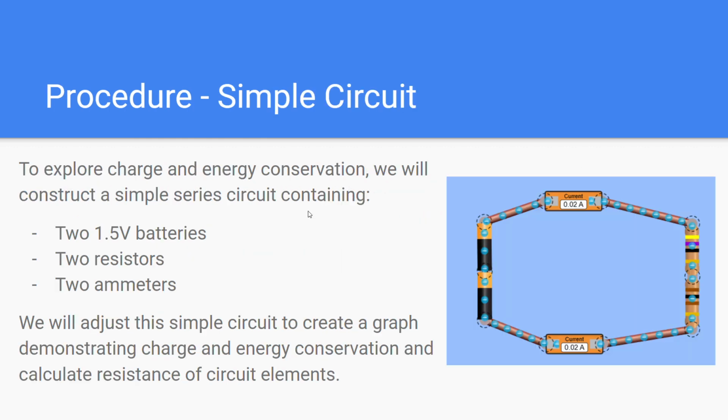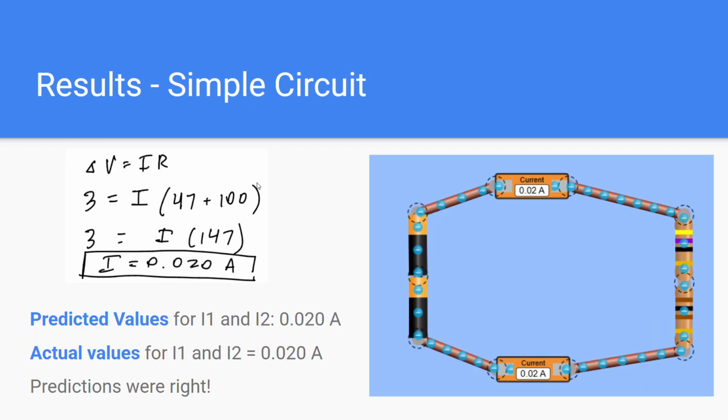So the procedure for our simple circuit was that we were going to explore charge and energy conservation with just a simple circuit containing two 1.5 volt batteries, two resistors, two ammeters, and we will adjust this simple circuit to create a graph demonstrating charge and energy conservation and to calculate resistance of circuit elements. So here you can see the two ammeters, the two resistors, and the two batteries all connected by a wire.